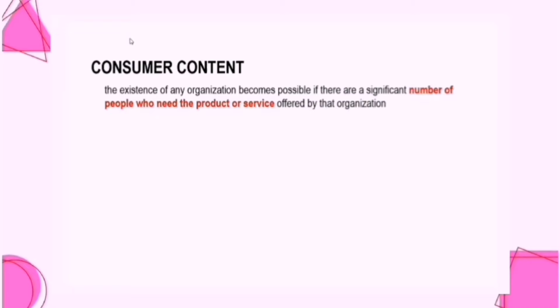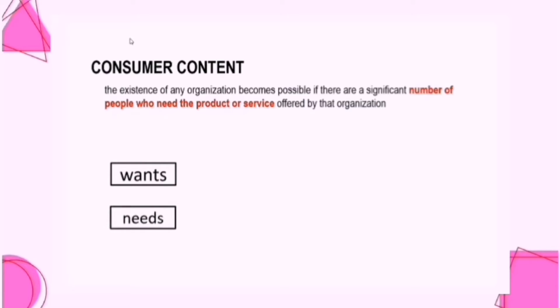Consumer content. The existence of any organization becomes possible if there is a significant number of people who need the products or services offered by the organization, which means that the business can exist only if they can keep a significant number of consumers. So, how can an organization keep the number of their consumers? An organization can keep the number of consumers by considering the consumers' wants and needs.